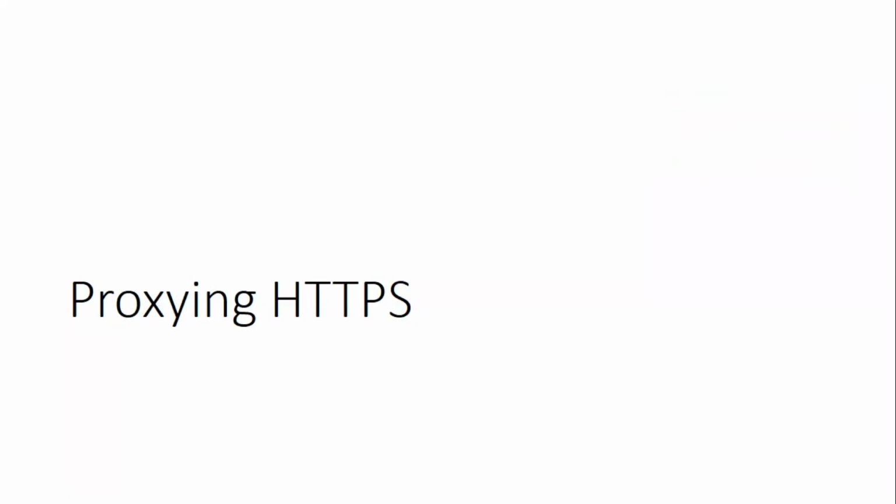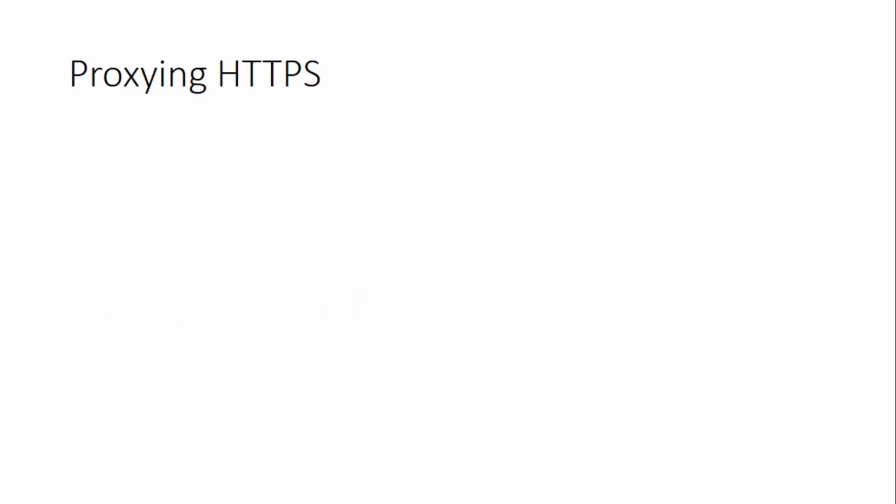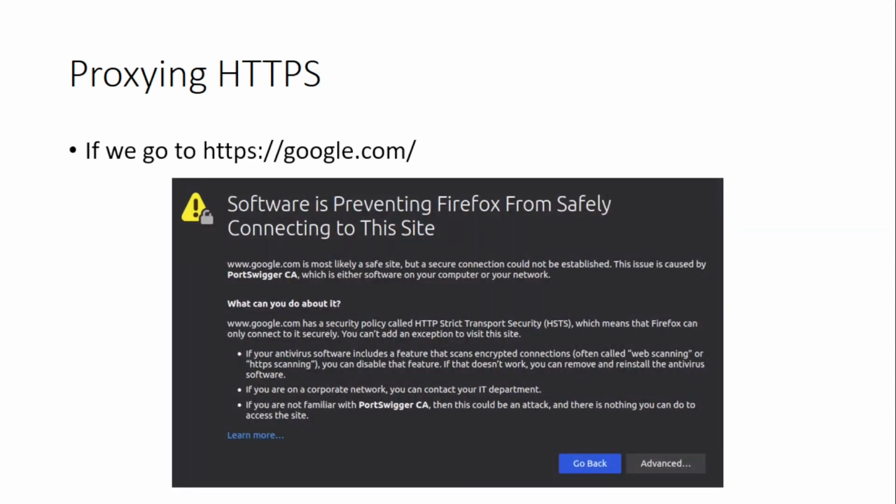Until now, it was easy. We just proxied HTTP. However, most websites nowadays use TLS, so they use HTTPS instead of HTTP, and so the problem is when we want to go to an HTTPS website, we'll get a problem. So let's try and go to https google.com, and that is what happened.